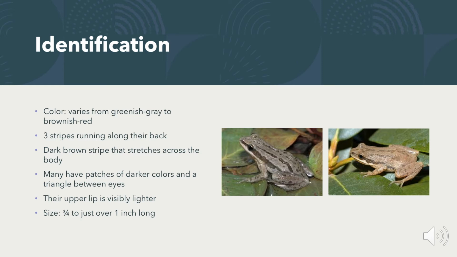Also, they have an upper lip that is visibly lighter, so they have this white line above their lip that can help with identification. And for their size, they can be anywhere from 3/4 of an inch to just over an inch long. And finally, the ventrum is often cream colored with some dark spots on it.